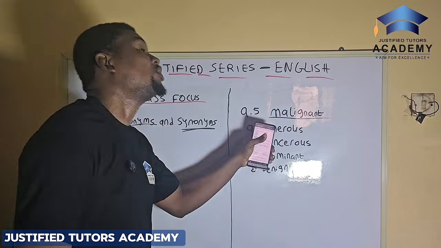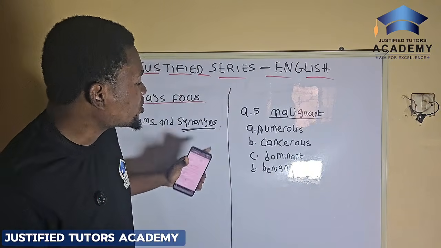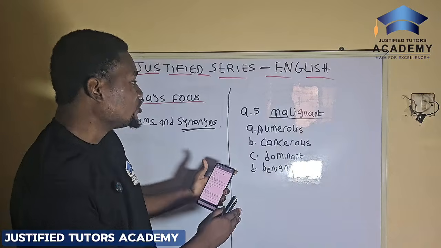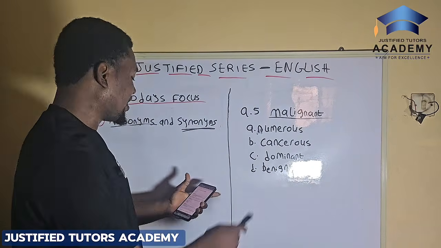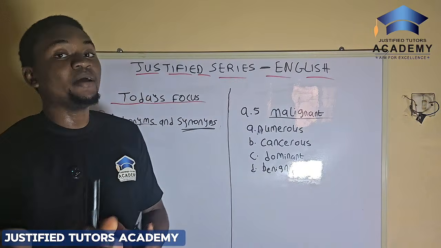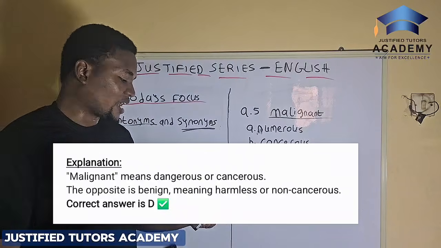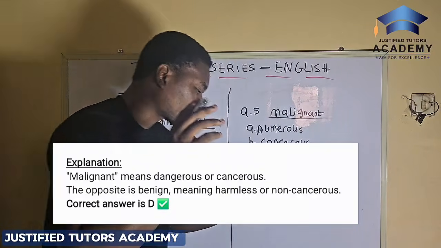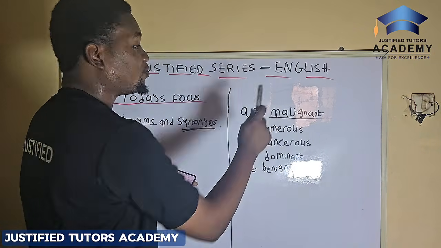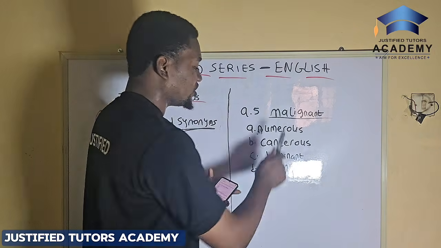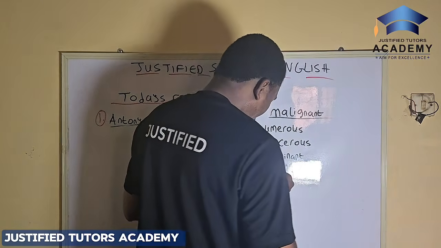So you need to know the meaning of these words. Now, which option here is opposite in meaning to the word malignant, that is dangerous? The answer is benign. Benign simply means harmless or non-cancerous. It's as simple as that. So the test shows that the lumps are malignant, which means cancerous or dangerous. The opposite of that word is D. So if you got the answer correctly, congratulations.